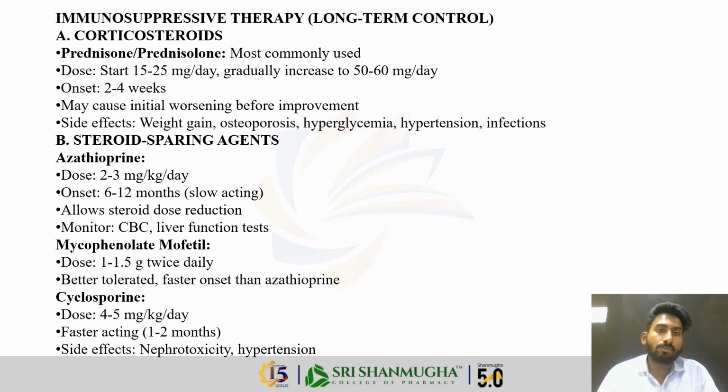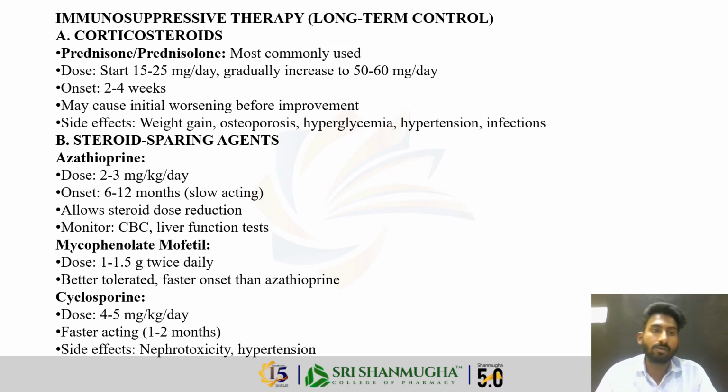What immunosuppressive therapies are there? The first one is corticosteroids, for example prednisolone or prednisone. The starting dose is 15 to 25 mg per day, gradually increased to 50 to 60 mg per day. Onset of action is 2 to 4 weeks, and it may cause initial worsening before improvement.